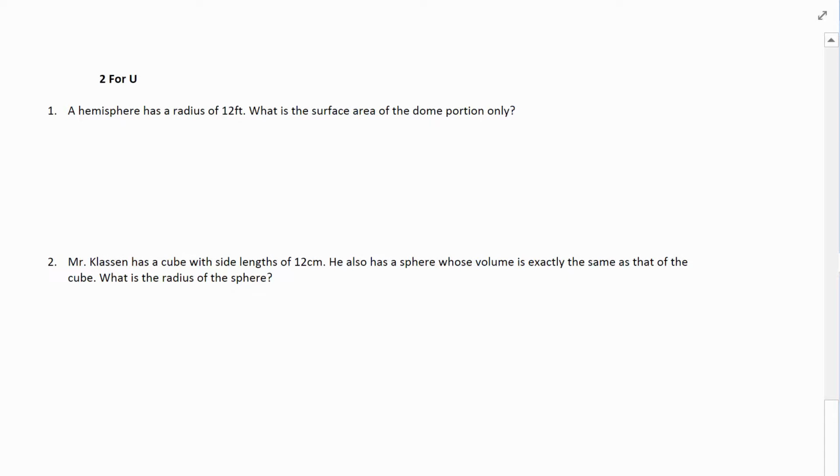And now it's time for Two for you. First question, get the surface area of the dome portion only of this hemisphere. Who knows, maybe this is the dome for your home on Mars one day. And question 2, find the radius of a sphere with exactly the same volume as a cube with side lengths of 12 centimeters. Fascinating!